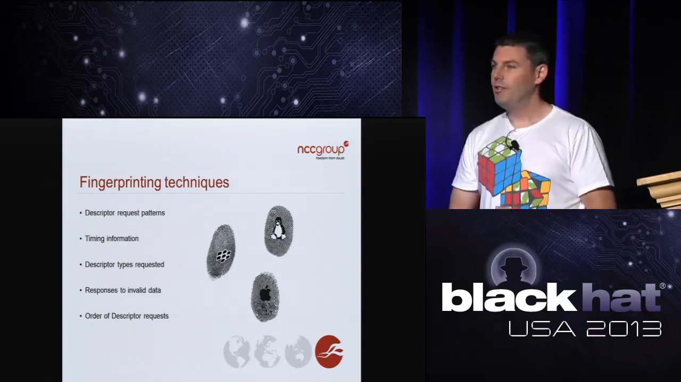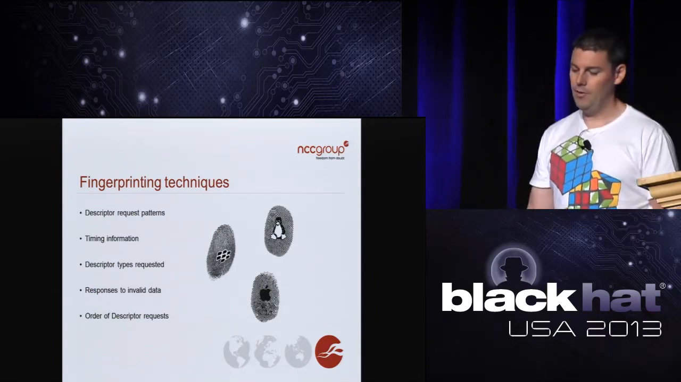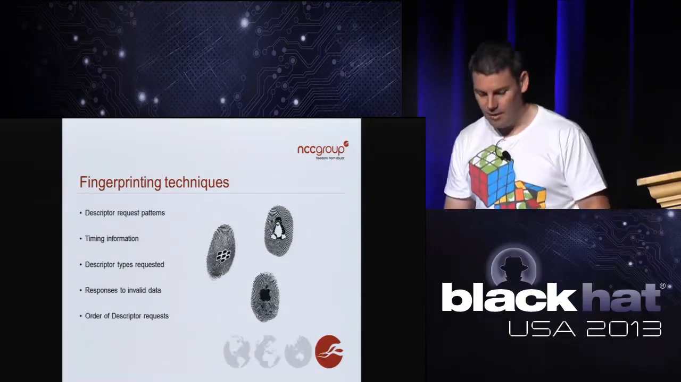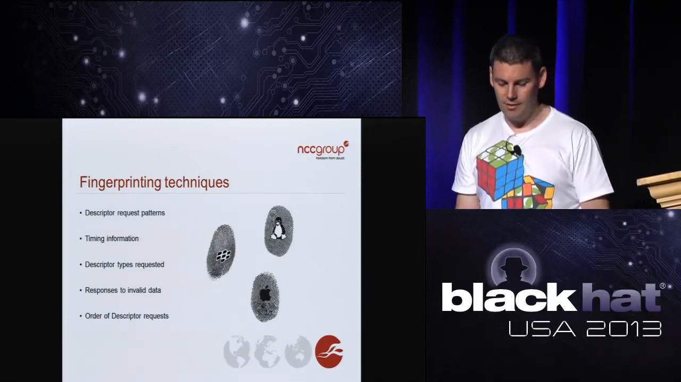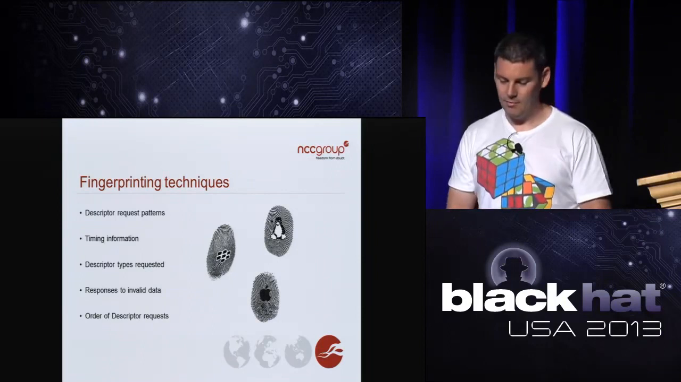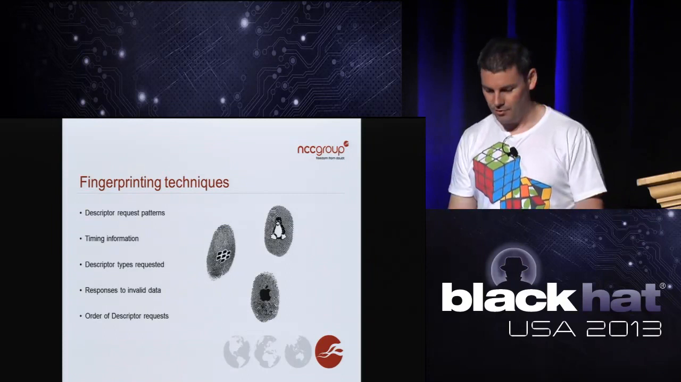So what kind of fingerprinting techniques can we use? Well, looking at the patterns of the way the descriptors are requested, timing information, what types of descriptor are requested. If we send invalid data in the responses, how does it respond with further questions? And the order of the descriptor requests.